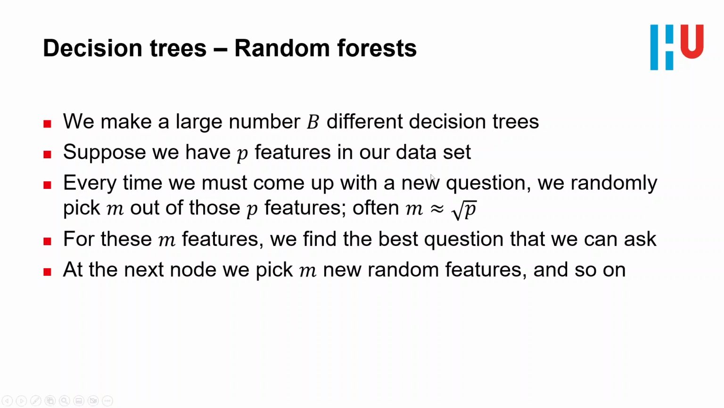Basically we make a large number of different decision trees, and let's say we've got p features in our data set, so also basically p kinds of questions which we can ask. And if we want to have a new question, we randomly pick for each decision tree m features, and for those m features, we look at what is the best question that we can ask. And we repeat this algorithm each time.